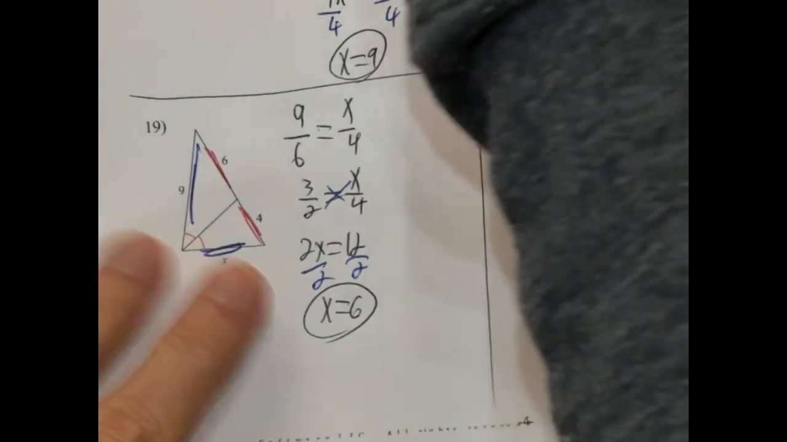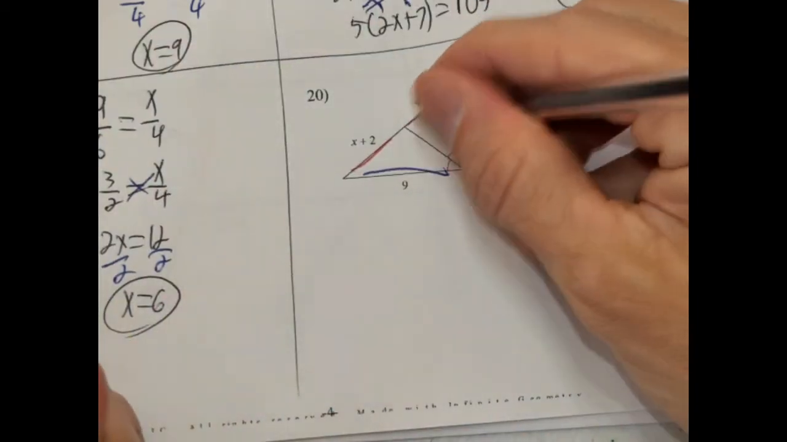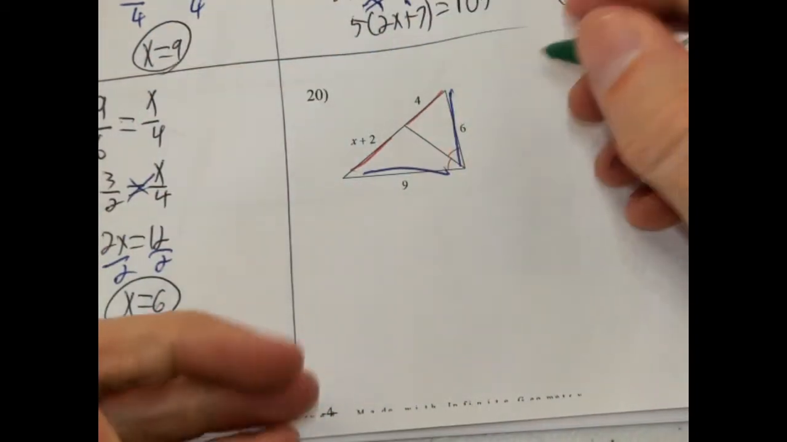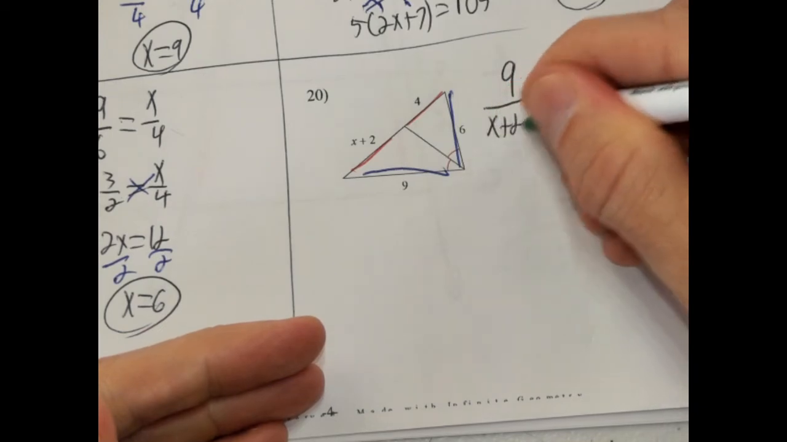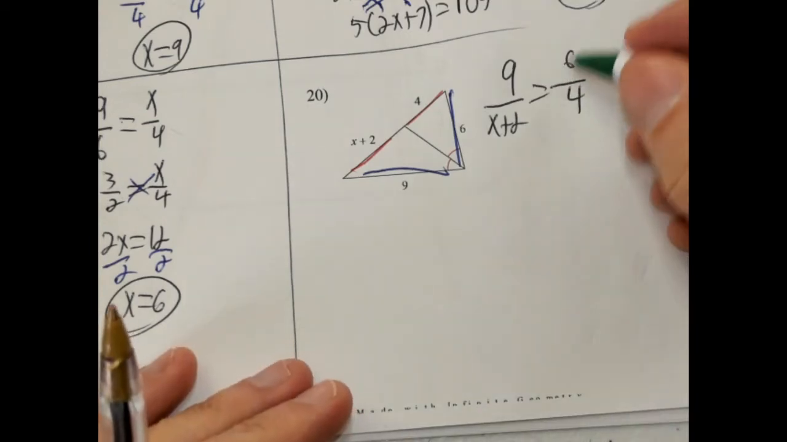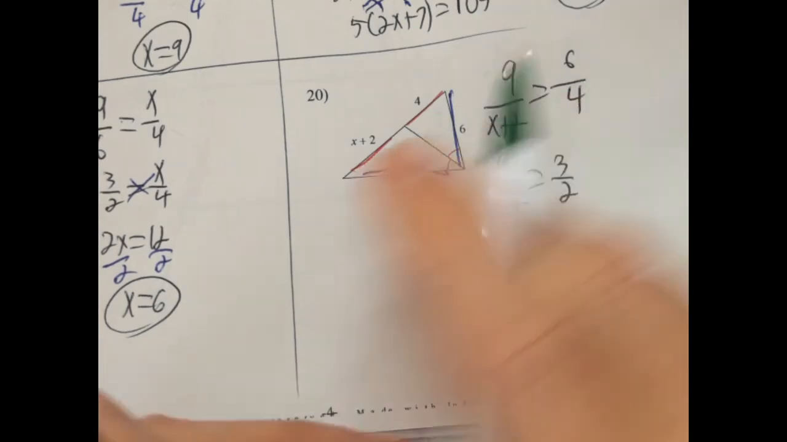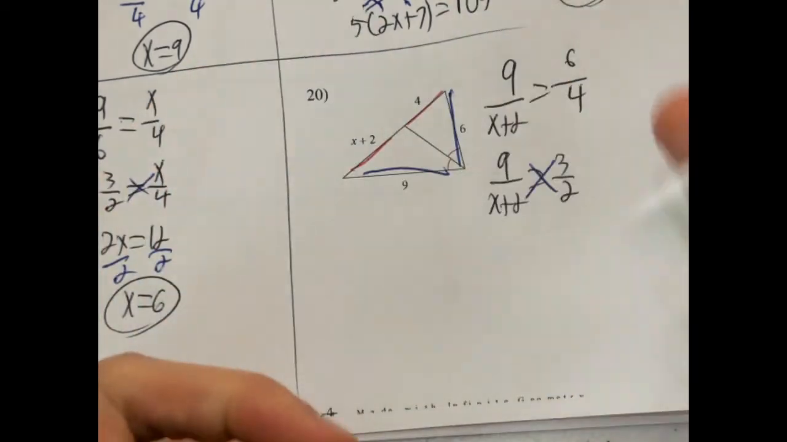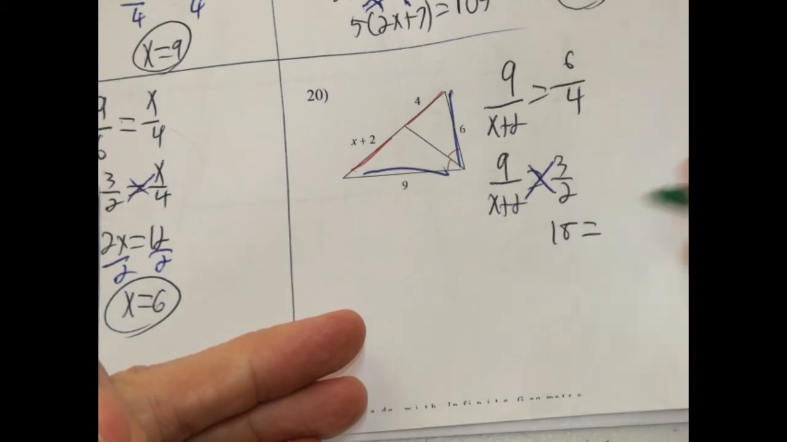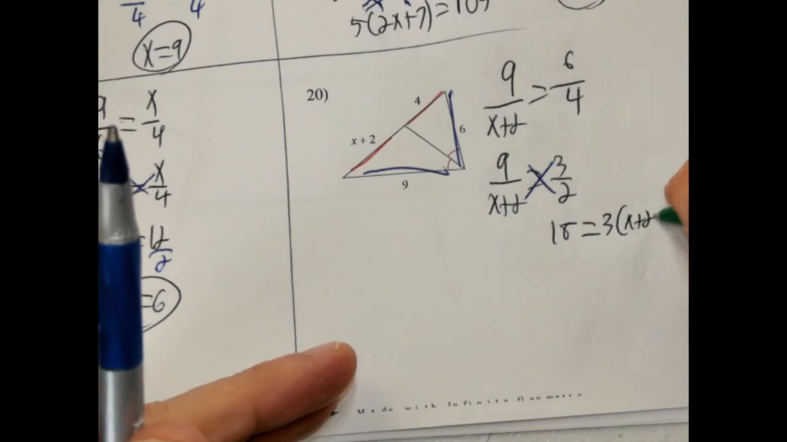Last one. Here we go. We made it. Blue is going to be the 9, and x plus 2 is the red. 6 will be blue, and 4 will be red. So we're going with 9 over x plus 2 equals 6 over 4. We're going to divide those both by 2 to simplify that. So we're going to go with 9 over x plus 2 equals 3 over 2. We're then going to cross multiply here. So 2 times 9 is 18. And, oh, I lost kilter. Oh well. 3 parentheses x plus 2.